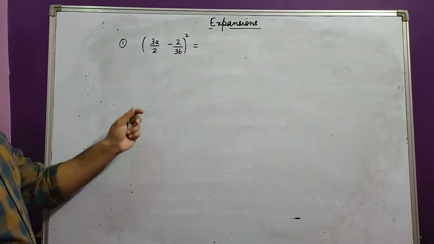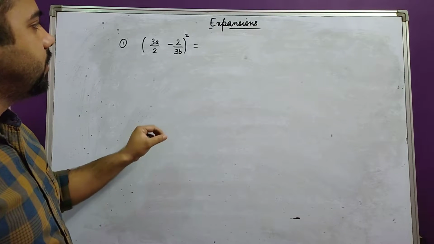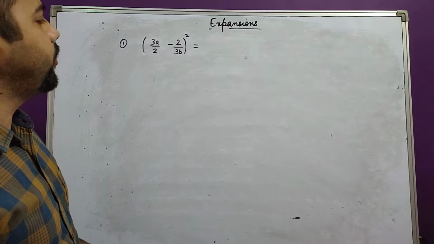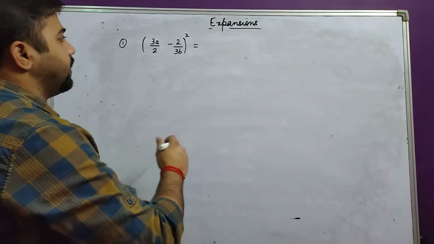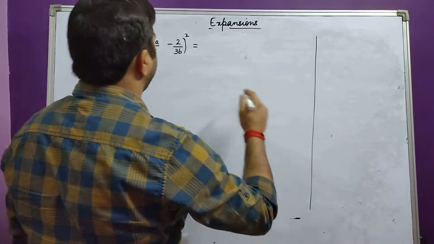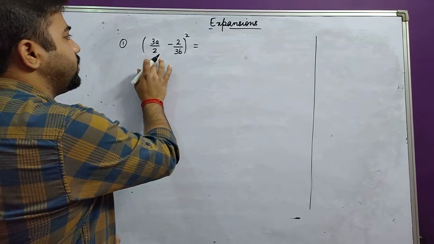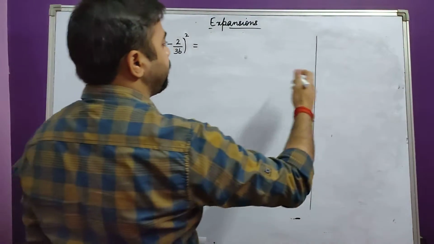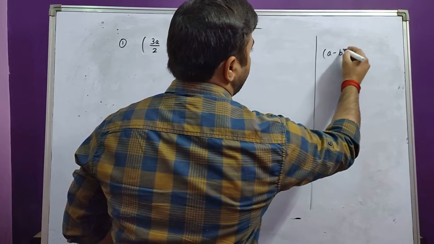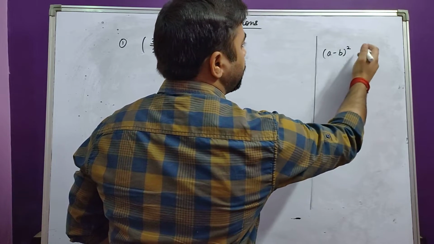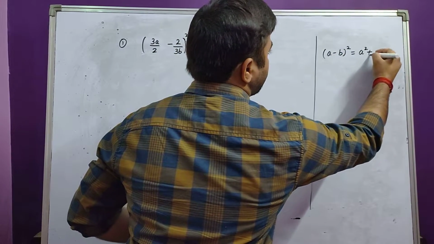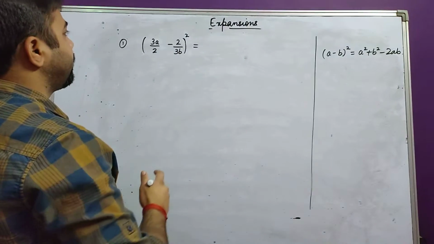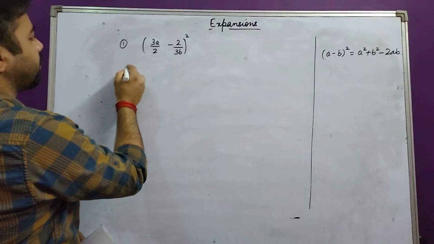Okay, I've written some formulas before. Just think about which formula I'm going to use over here. I think the formula that must be used over here is: there are two terms, first term, second term, and there is a negative sign in between and there is a square. So this formula can be suitable to be used over here. (a - b) whole square is a square plus b square minus 2ab. Let us use this formula over here.